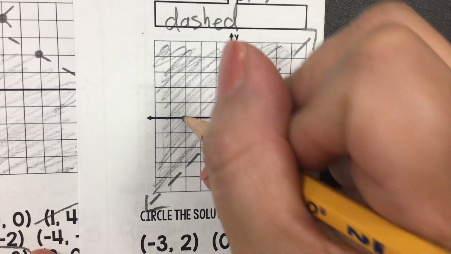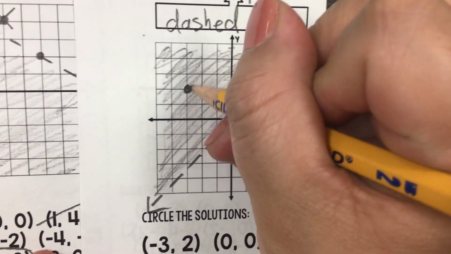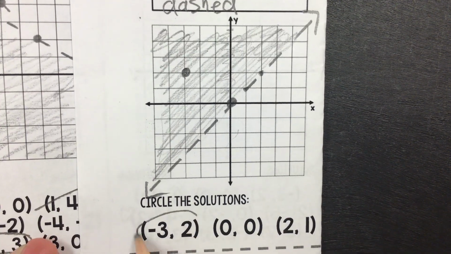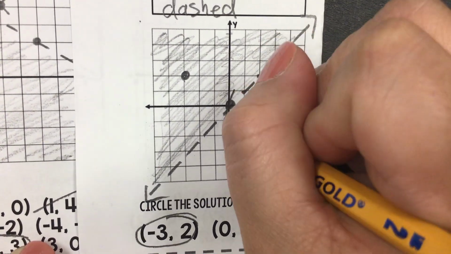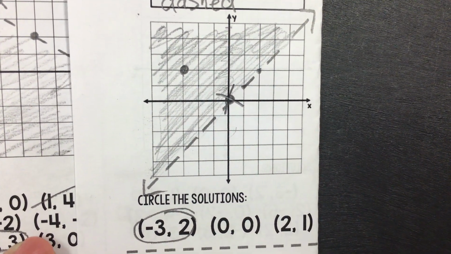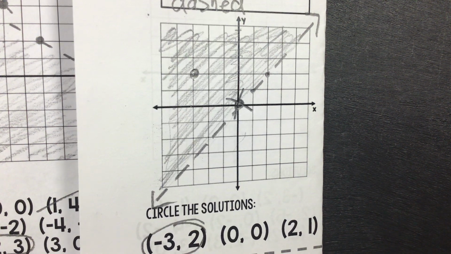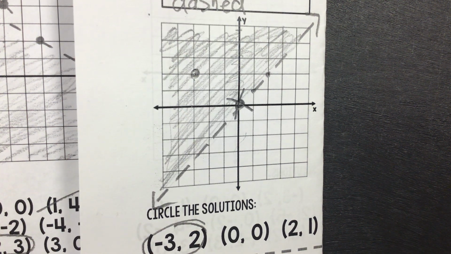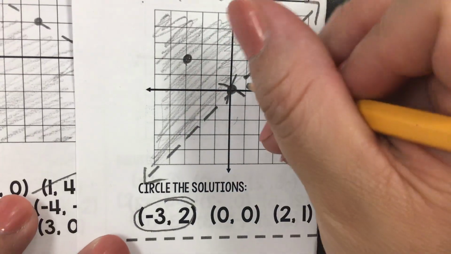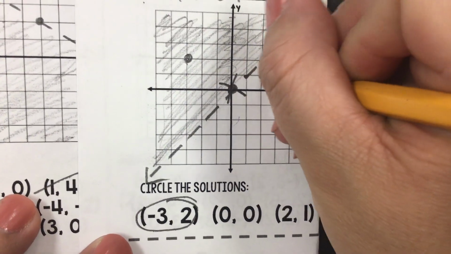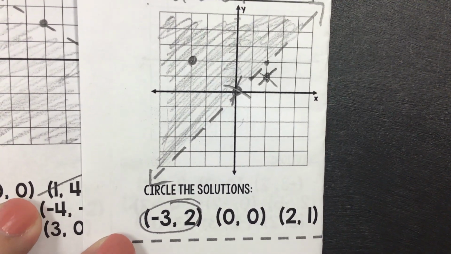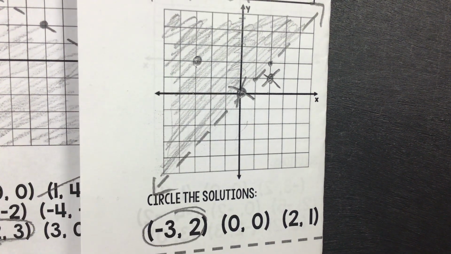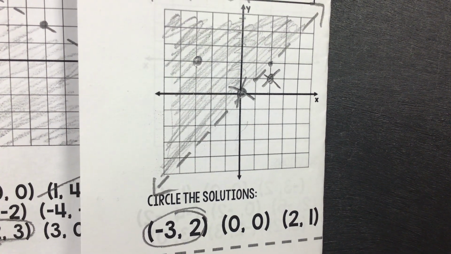(-3, +2) is part of the solution because it's in the shaded area. (0, 0) would not be part of the solution because it's on the line. And that line is not included. That's why it's not part of the solution set. And then (2, 1) is also not part of the solution because it's not part of that shaded area.